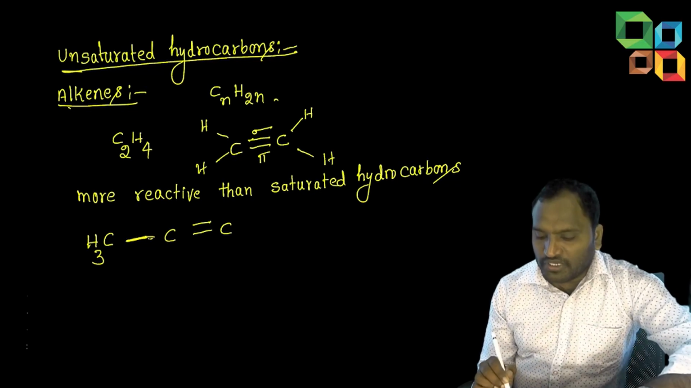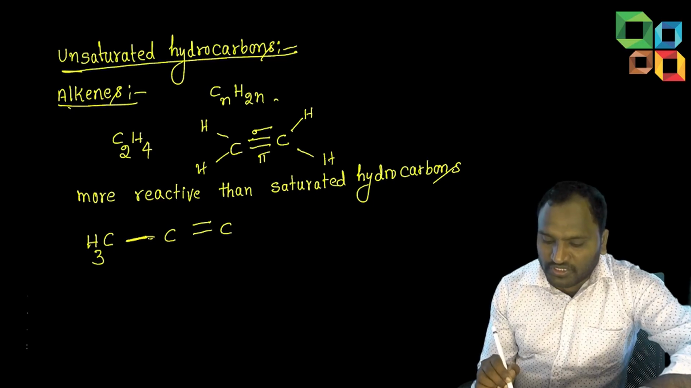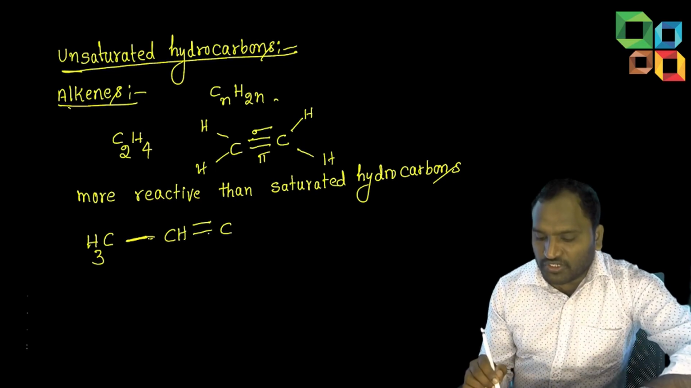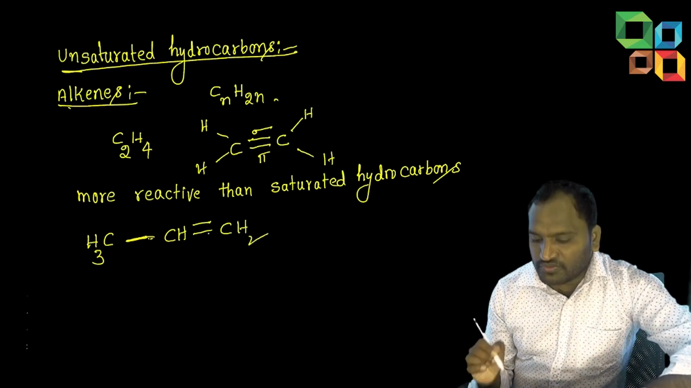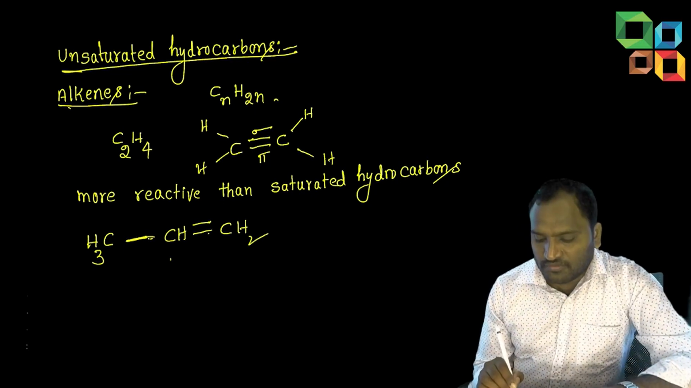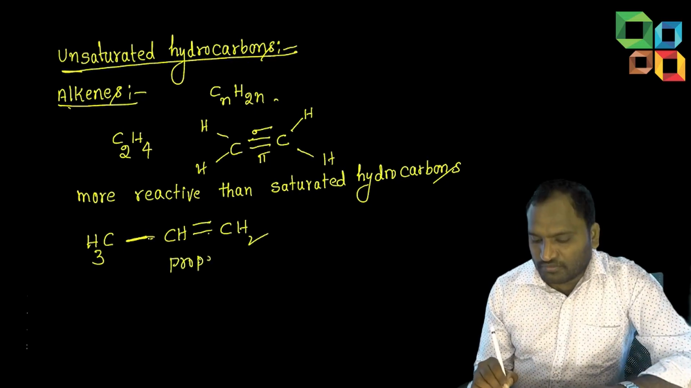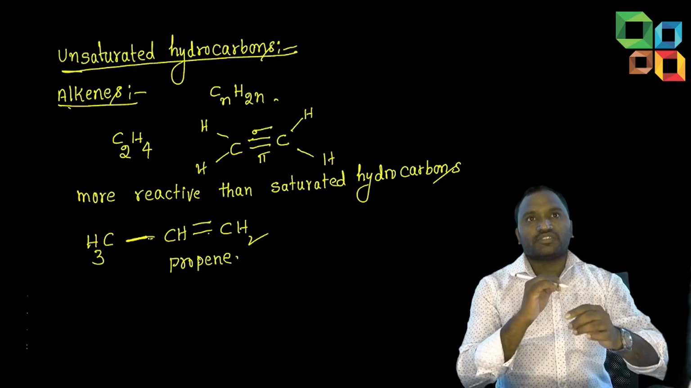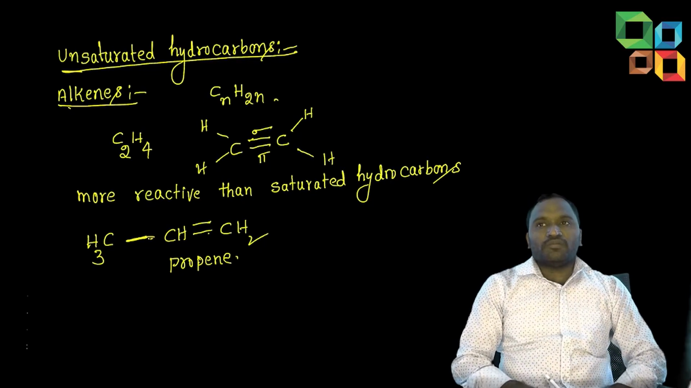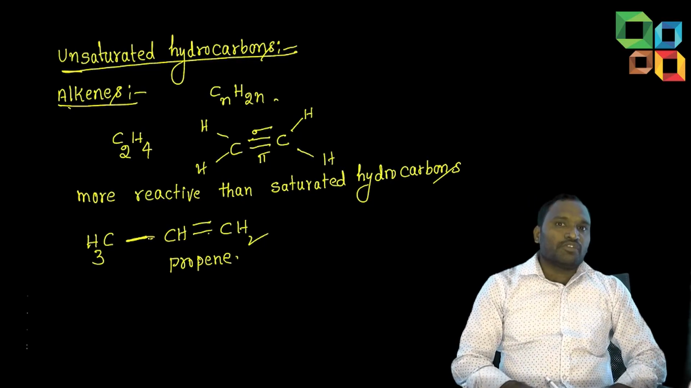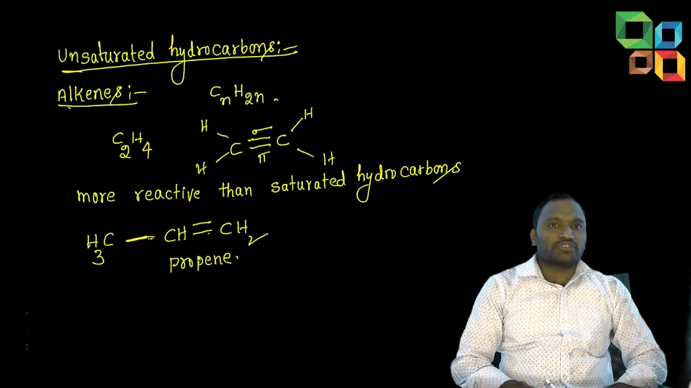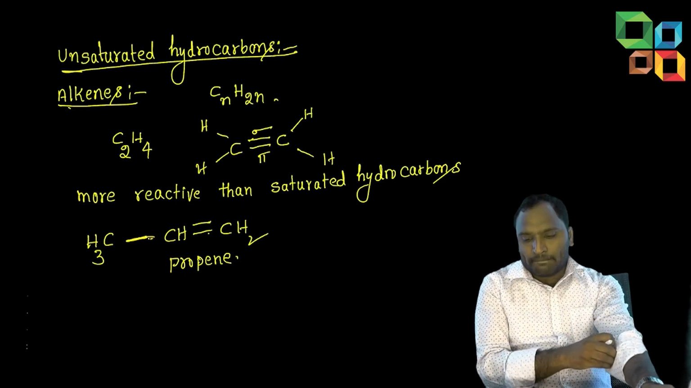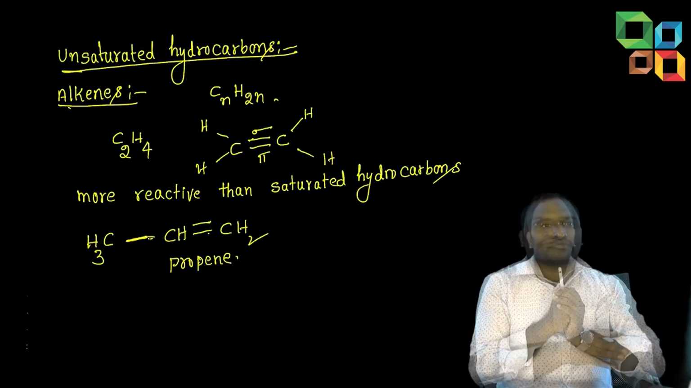Carbon is surrounded by how many bonds here? 3 bonds. So still how many does it need? Only 1. Next, here carbon is surrounded by 2 bonds. So 2 hydrogens we have to give. This is the structure of propene. Understood, students, how to arrange hydrogens? If carbon contains only 1 bond, 3 hydrogens we have to keep. If it contains 2 bonds, 2 hydrogens. If it contains 3 bonds, only 1 hydrogen will be given.